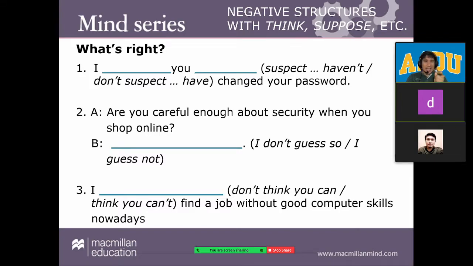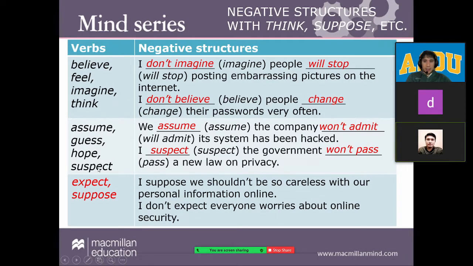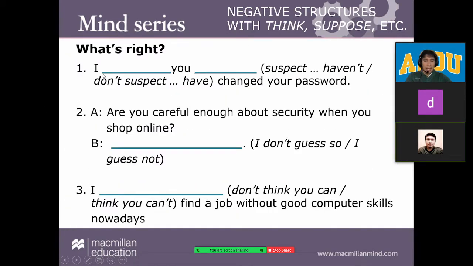Suspect. The negative is at the beginning or at the end, or it doesn't matter? At the end. Let's check it out. At the end, suspect. The answer was right. So we say, I suspect you haven't changed your password. Okay? We have suspect haven't or don't suspect have.